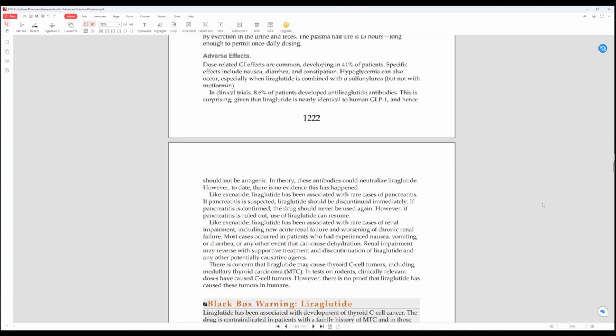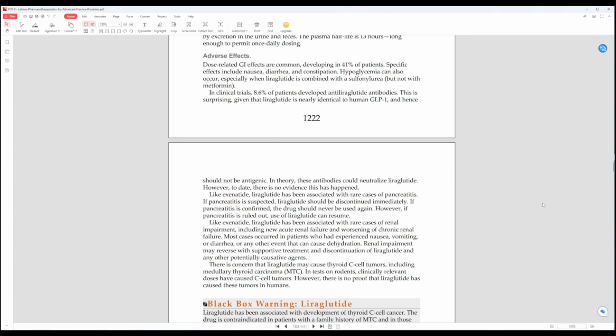Its adverse effects are dose-related, and GI effects are common, developing in almost 41% of patients. Specific effects include nausea, diarrhea, and constipation. Hypoglycemia can also occur, especially when combined with a sulfonylurea.